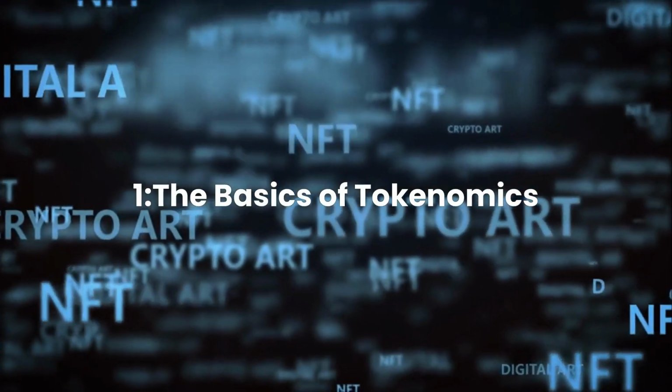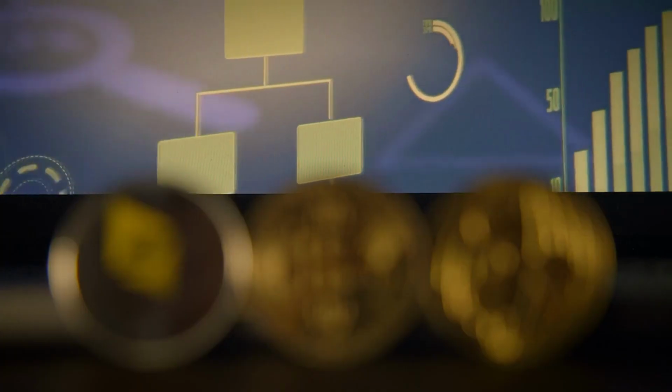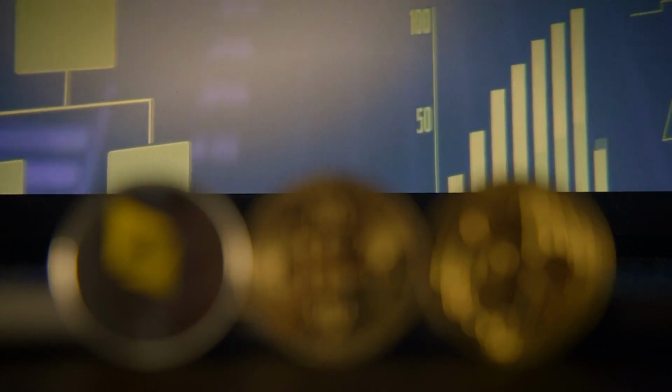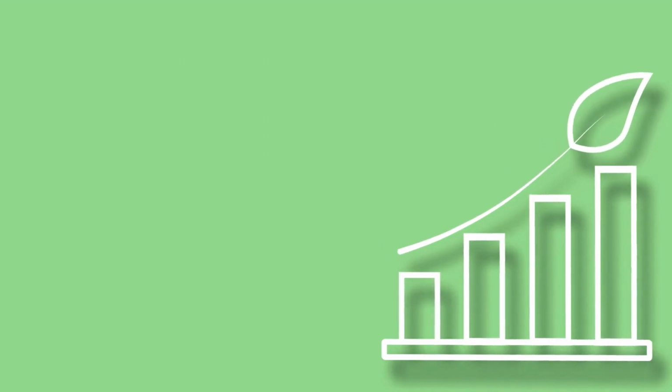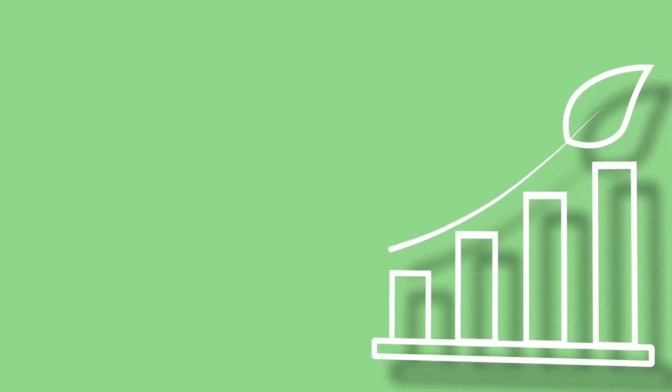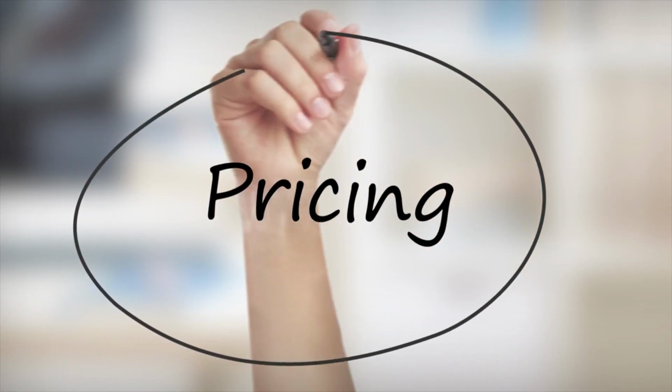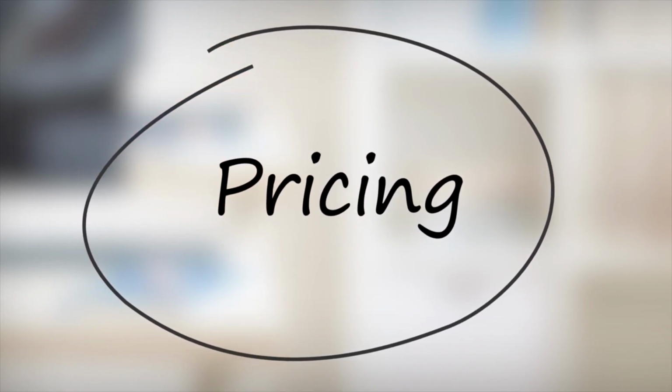1. The basics of tokenomics. Tokenomics is the economic system behind a cryptocurrency or token. It defines how tokens are created, distributed, and used in the ecosystem. Just like a country's economy, good tokenomics can support sustainable growth. Bad tokenomics can cause inflation, poor demand, and price crashes.